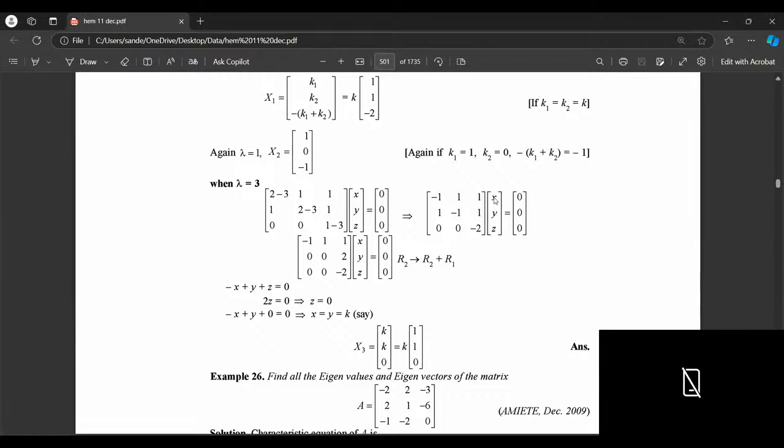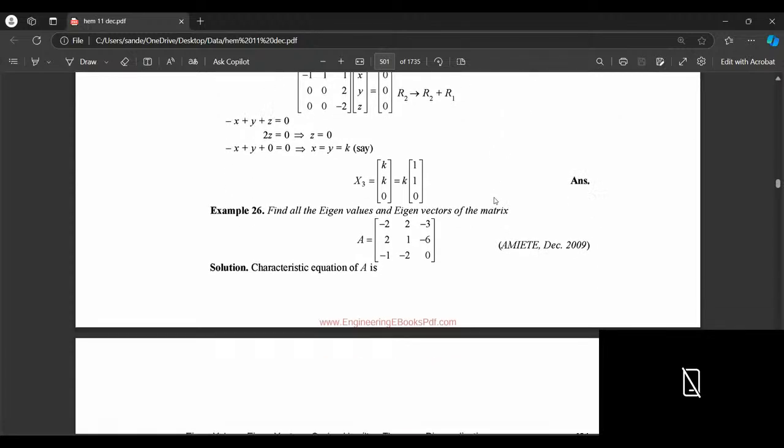X equal to y, you will get. You can take k. Again here, k0, you will get your third eigenvector. So first eigenvector 1, 0, minus 1, and 1, 1, minus 2. We can write second eigenvector 1, 0, minus 1, and third eigenvector is 1, 1, 0.